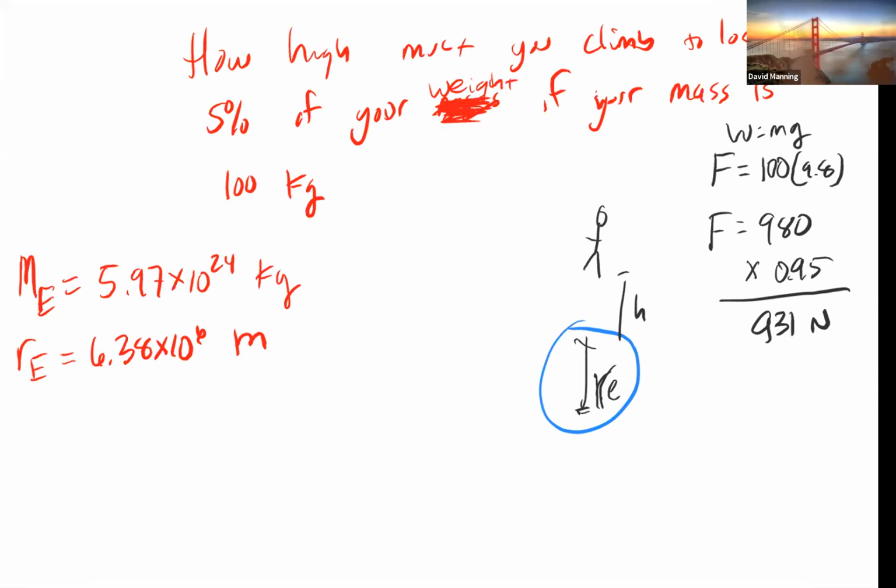So if we're 980 newtons on the Earth's surface, right, that's where g is 9.8 on the Earth's surface, we're trying to lose 5% of that. So you can do this, 931, because we know that this is Earth's surface.